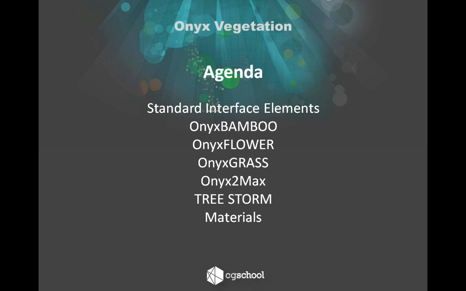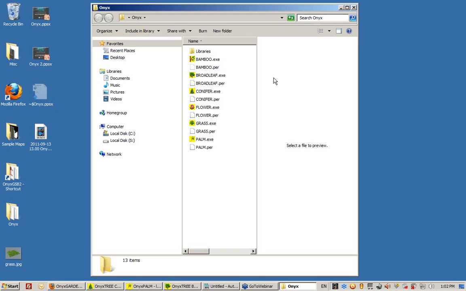At this time, the Onyx line of software consists of 6 modeler programs, which you can see here: bamboo, broadleaf, conifer, flower, grass, and palm. Each of these programs run independently outside of 3ds Max or any other software you're going to be using. I'm going to be demonstrating Onyx with 3ds Max, but almost everything I discuss will be applicable to your work regardless of which 3D software you use.